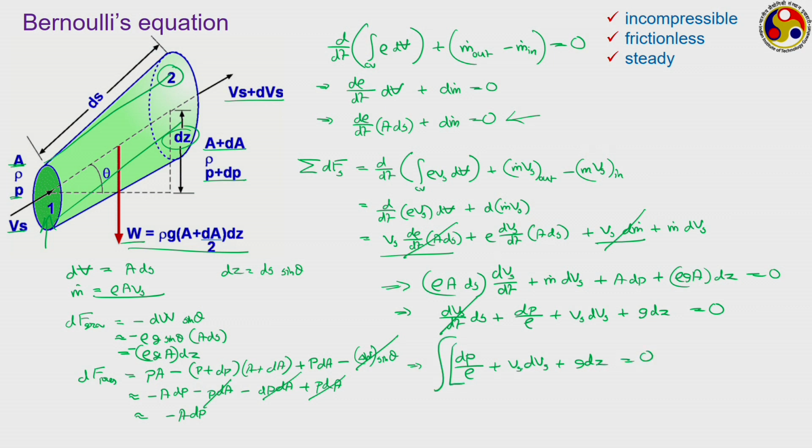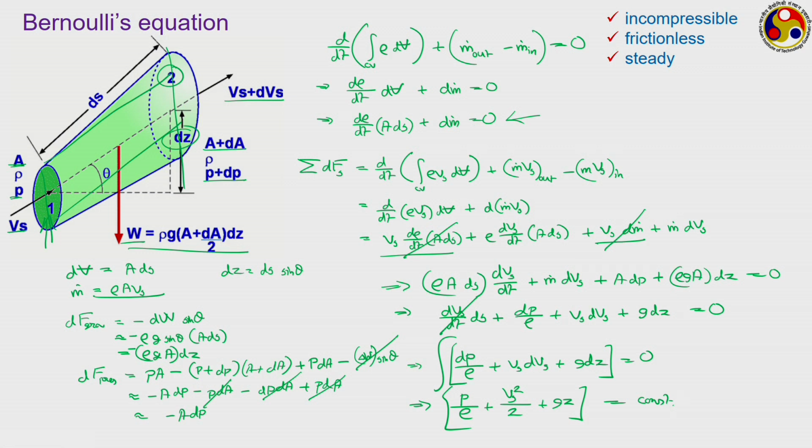If you integrate this entire term over a particular streamline, that is from this point 1 to this 2, what are we going to get? Rho being a constant, we are going to get P by rho plus V square by 2 plus gz equal to constant, which is the most celebrated Bernoulli's equation.